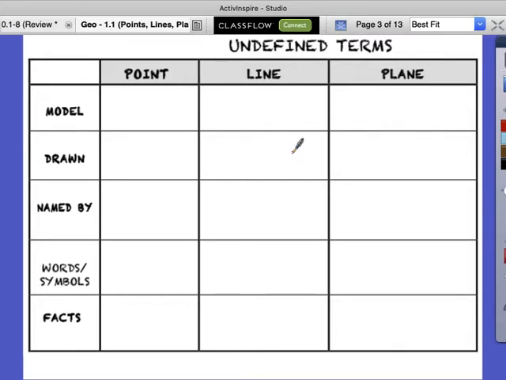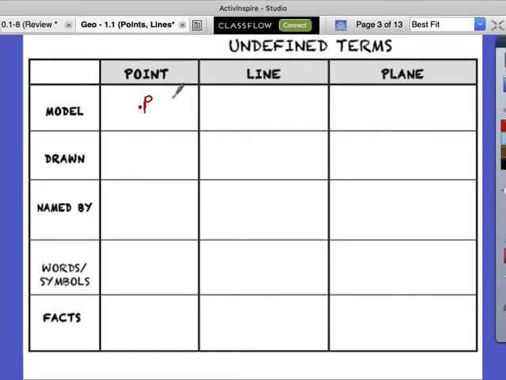So these first three terms we're going to talk about are points, lines, and planes. Now you guys have seen points before. You've seen them on a graph, on our XY coordinate plane. So the model of a point looks like this: you have a dot and a capital letter. So this would be point P. Go ahead and fill it out in your table in your notes.